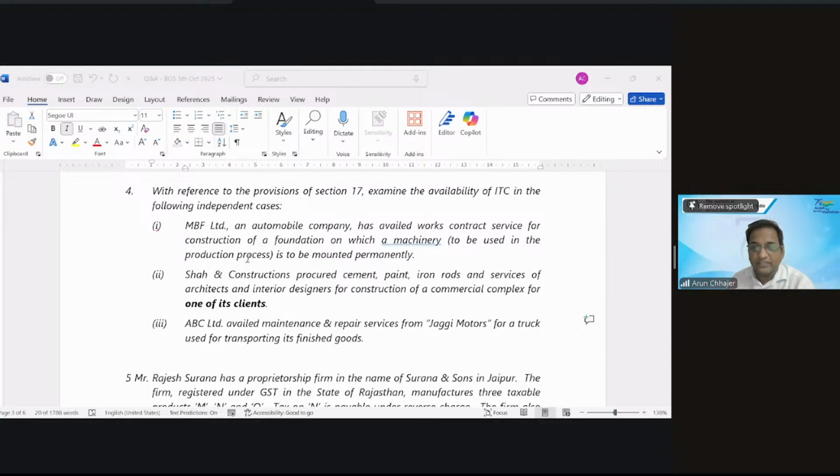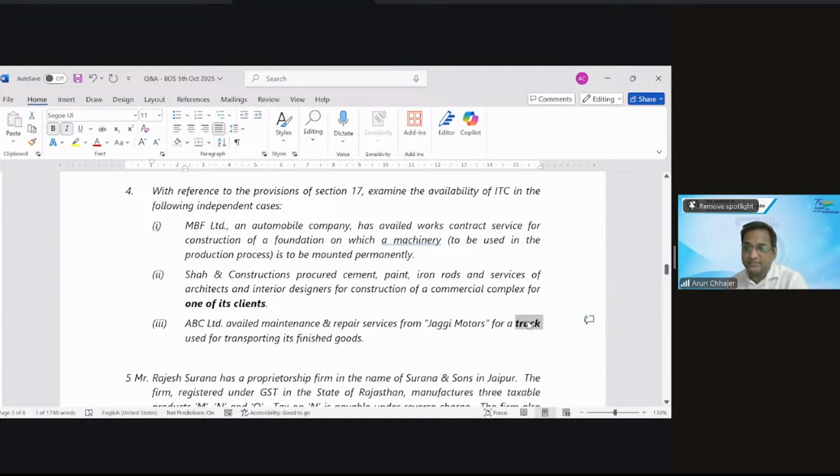Let me see the answers of others. Yogesh is saying available. Okay. Sanjay, you have not given the answer for the third. Can you please give the answer? Samyanathan is saying ITC allowed. So, in this case, there is a problem, because it is a truck.